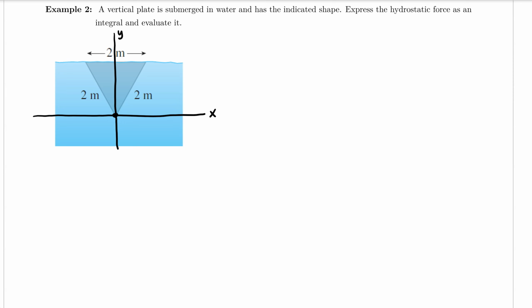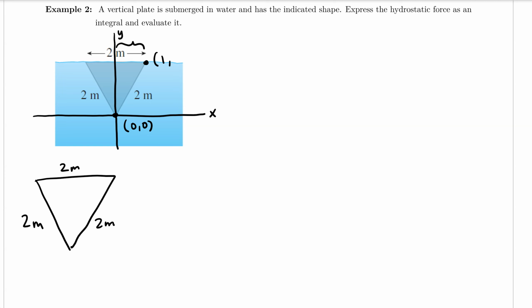Now here at the bottom of my plate, we have the ordered pair 0, 0, and then here I need to figure out that ordered pair. If I know that this is half of 2, so my x-coordinate should be 1, and I'm going to need to figure out the height of my triangle. Now, let's quickly sketch out this triangle. And this is an equilateral triangle, so all of the side lengths are 2 meters.